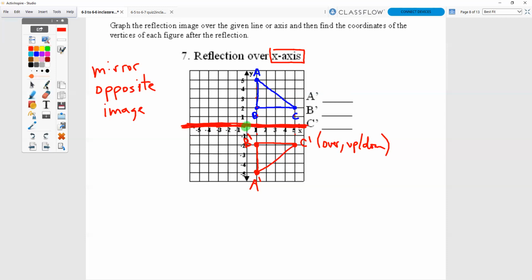So where is A prime? Starting in the middle, over to 1, down to -5. B prime, over to 1, down to -2. And C prime, over to 5, down to -2. So we drew our new shape, we labeled it with primes, and we wrote down the coordinates.